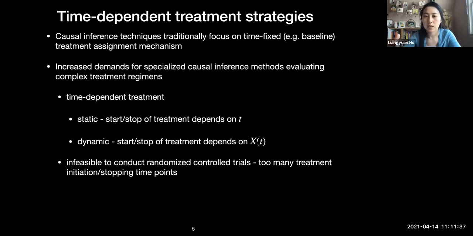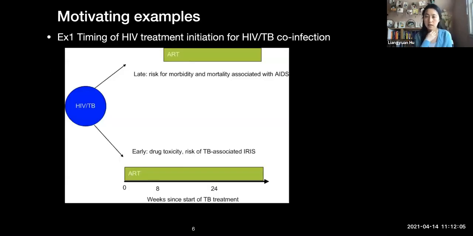Okay, blood pressure can be repeatedly measured, and the treatment decision could be made depending upon observing the changing values of blood pressure. So these are types of treatments that are time dependent. And in these cases, it is just infeasible to conduct randomized controlled trials because there are simply too many treatment time points to be compared. So we're gonna rely on specialized causal inference methods.